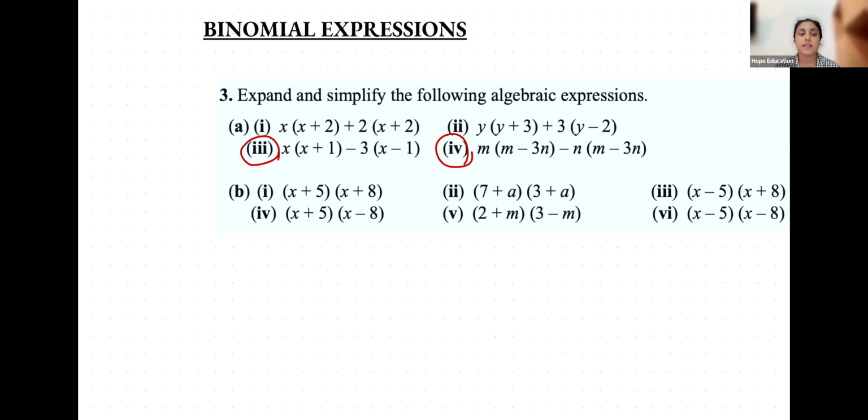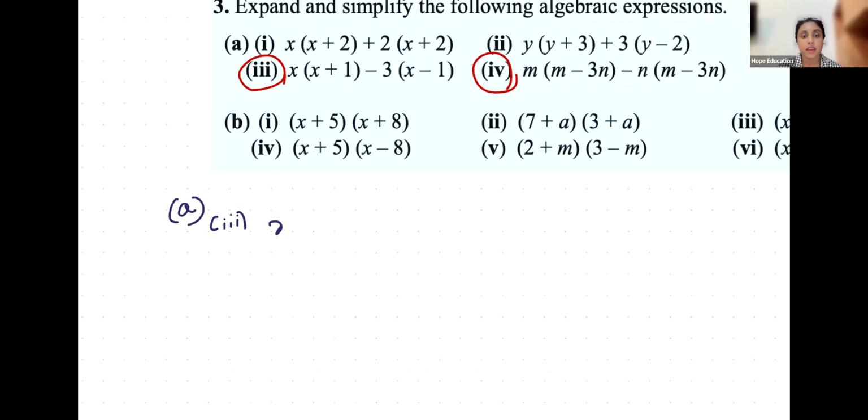Okay, let's try to discuss the third one first. Then I will give you some more time for the fourth one. So we have (x + 1)(x - 3), that is (x + 1) times (x - 3).